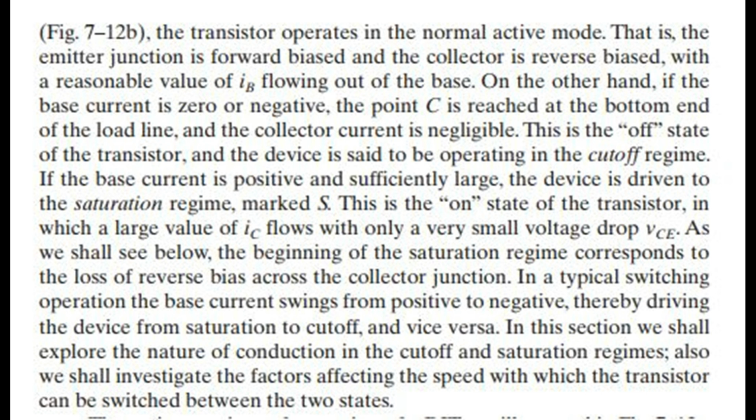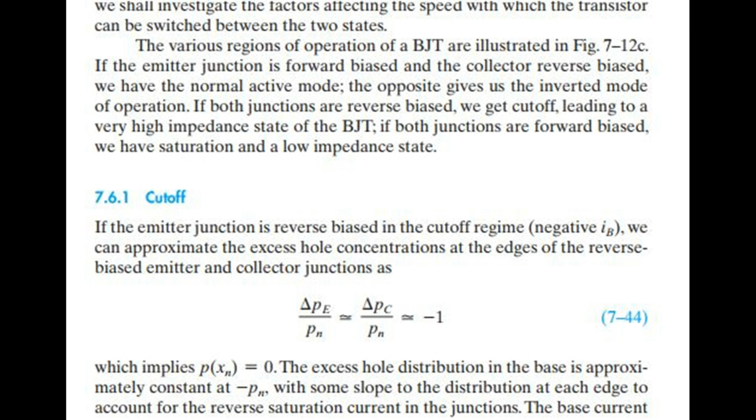As we shall see below, the beginning of the saturation regime corresponds to the loss of reverse bias across the collector junction. In a typical switching operation, the base current swings from positive to negative, thereby driving the device from saturation to cutoff, and vice versa. In this section we shall explore the nature of conduction in the cutoff and saturation regimes. Also we shall investigate the factors affecting the speed with which the transistor can be switched between the two states.